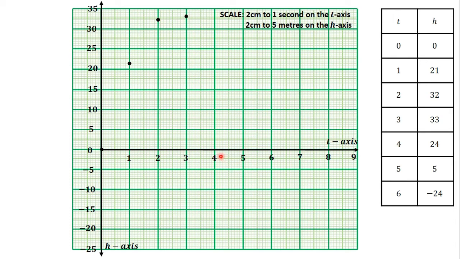The next one is 4, 24. So 4 on the t-axis and 24 on the h-axis, and it falls on this point. The next one is 5, 5. So 5 on the t-axis and 5 on the h-axis, and it falls on this point. The next one is 6, minus 24. So 6 on the t-axis, minus 24 on the h-axis, and it falls on this point.